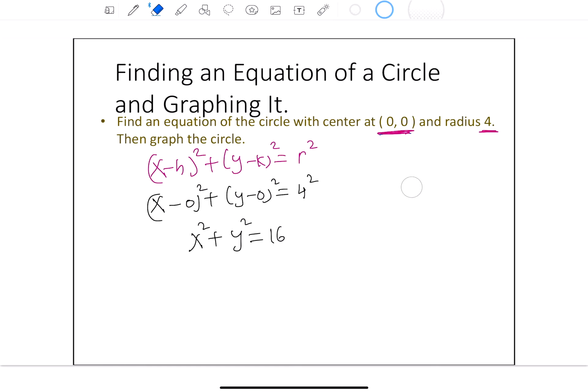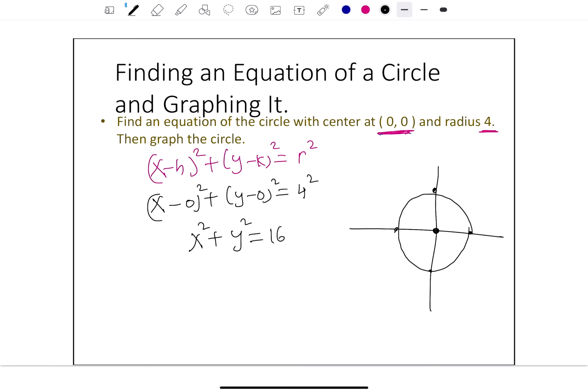And to graph it, we are just going to go to the coordinate plane. The center is at 0, 0 and the radius is 4. So I'm going to connect all of these points. This is 4, 4, negative 4, negative 4. This is the x-axis and y-axis, and that's the graph of my circle.